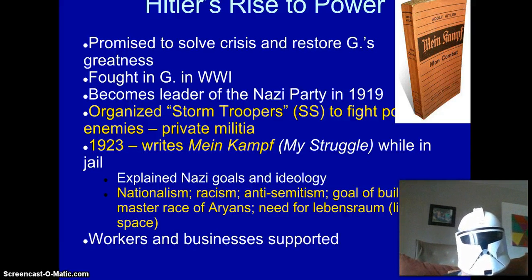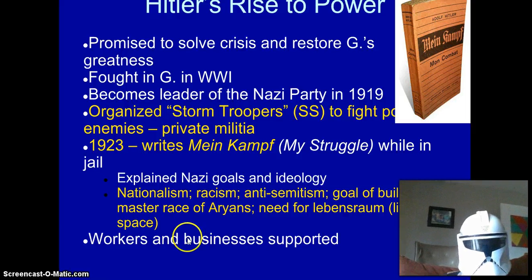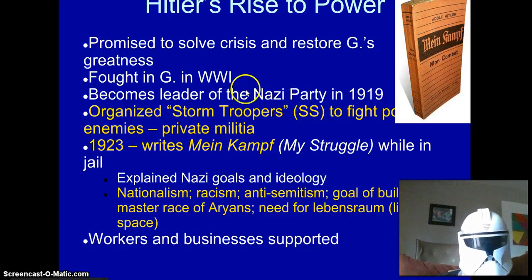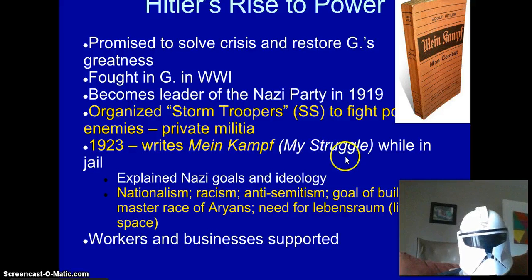Hitler's going to come around. He's always been a soldier. He goes to jail, and by doing so, he's going to write Mein Kampf. He becomes leader of the Nazi Party in 1919, and he organized the SA, the stormtroopers, to fight his enemies, his own private militia. Mein Kampf means my struggle.